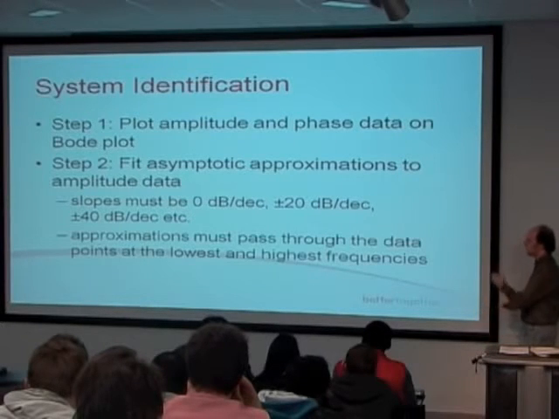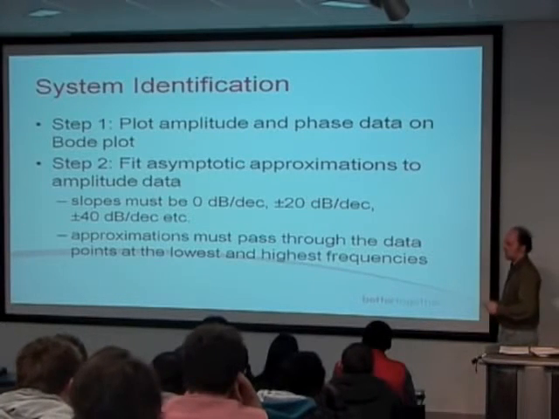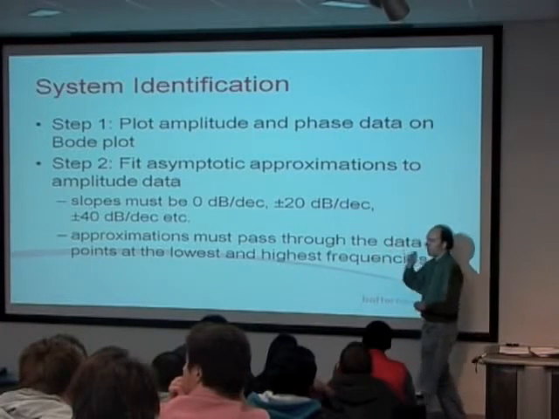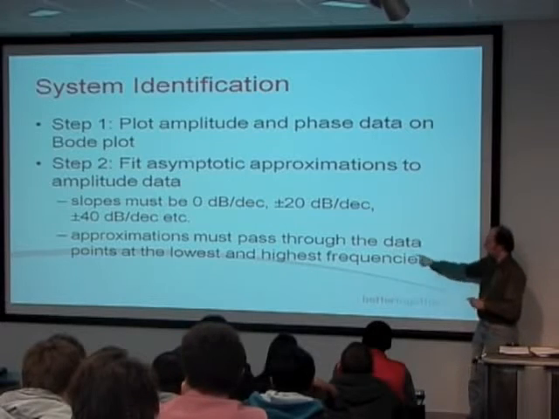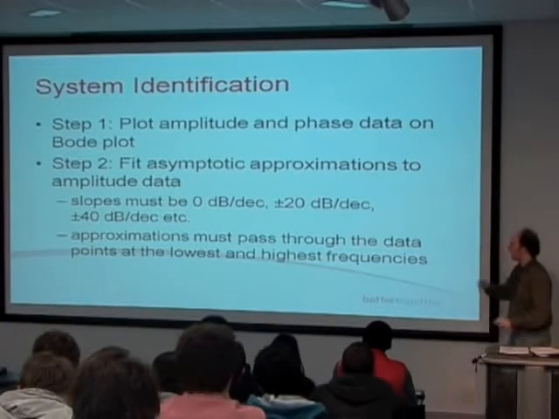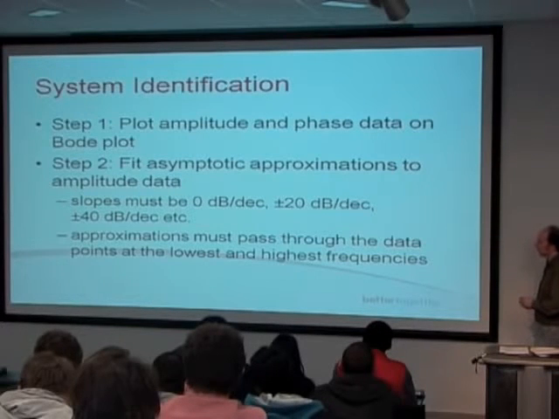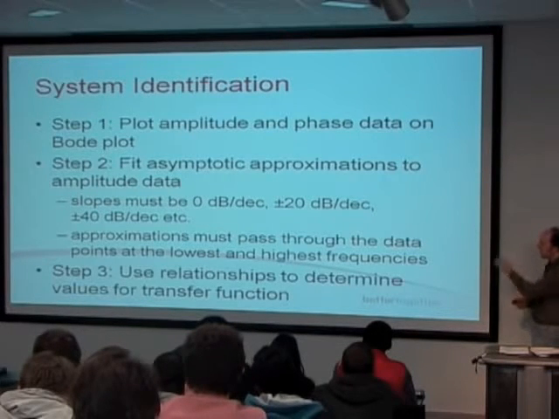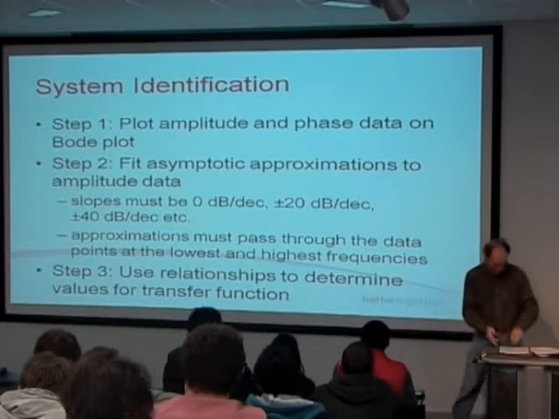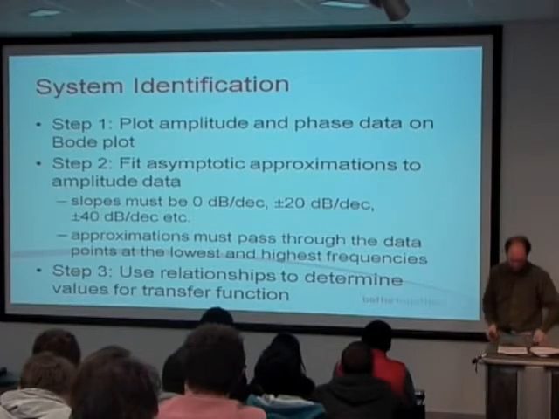And approximations must pass through the data points at the lowest and highest frequencies. Like I said, at breakpoints there will be variations, okay? There'll be gaps. But at the lowest and highest frequencies, the data points will be pretty true to the asymptotic approximations. And then you use the relationships that we covered to determine the values for the transfer function. So let's have a go at an example.